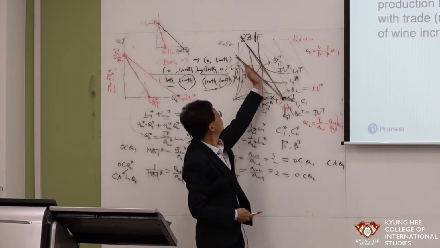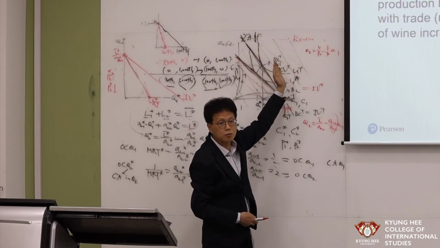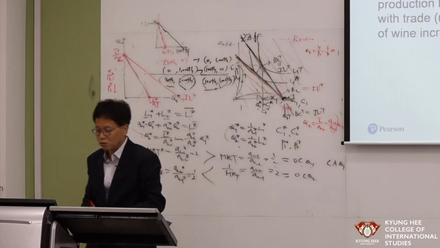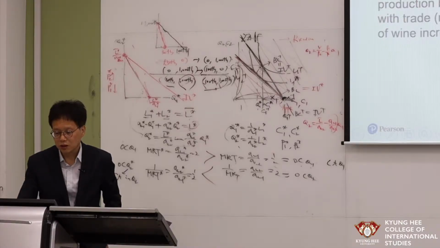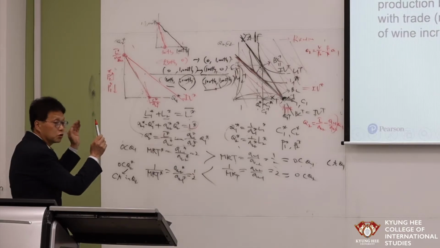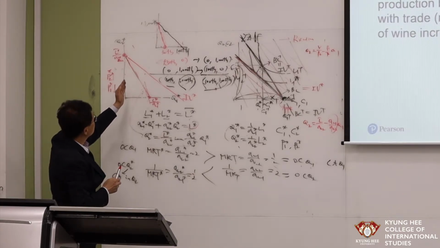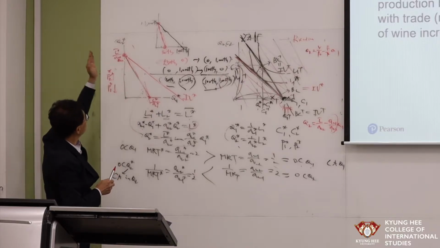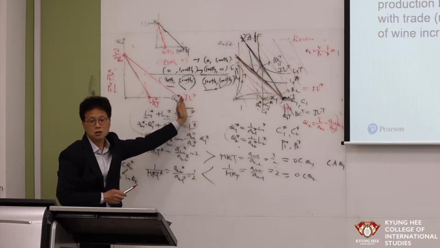Right? So P1 over P2 increases like this. The slope of the budget constraint, the slope of the isovalue line, increases in home. And the opposite thing happened in foreign. Right? Relative price. The foreign country has comparative advantage in Q2, we know that. Right? So P1 decreases, P2 increases. So P1 over P2 should decrease in foreign.